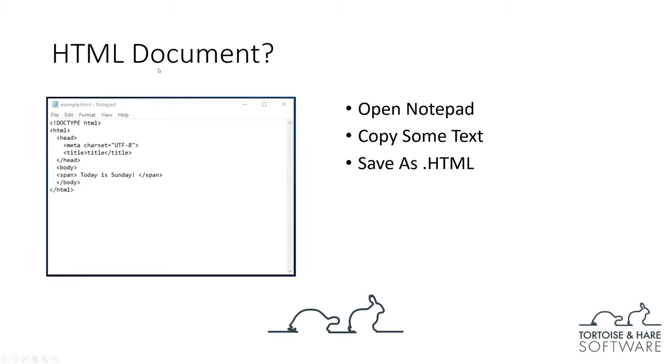So what is a static HTML document? Well, it's not anything too crazy. You could open up Notepad and copy-paste some well-established boilerplate HTML and save as and change the file extension from .txt to .html, and now you have an HTML document. And as you can see, there's not really much going on here. The only thing that's really important is "today is Sunday."